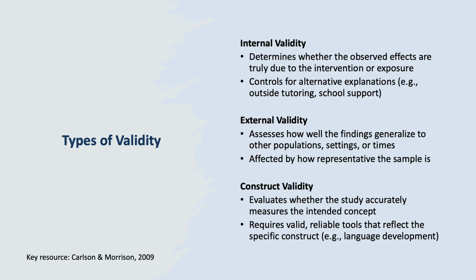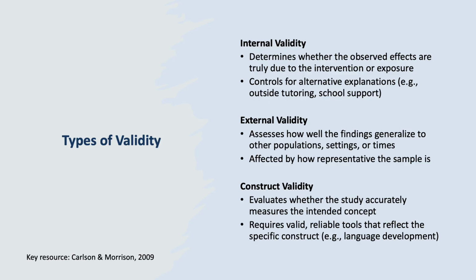Next is external validity, which is all about generalizability. Even if our study shows a strong effect, we need to ask, will this result hold true for other groups of children in other communities or in different settings? So if our sample is too narrow, for instance, only children from high SES families, let's say, then our findings might not apply to children in other circumstances.